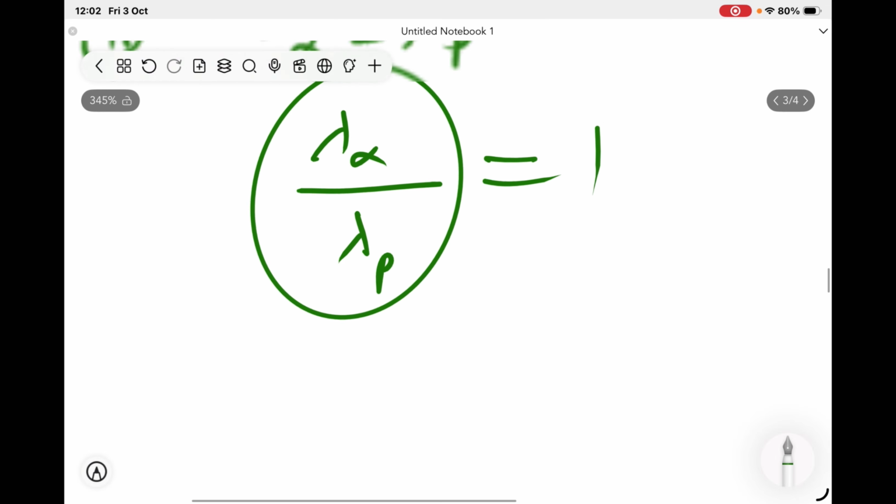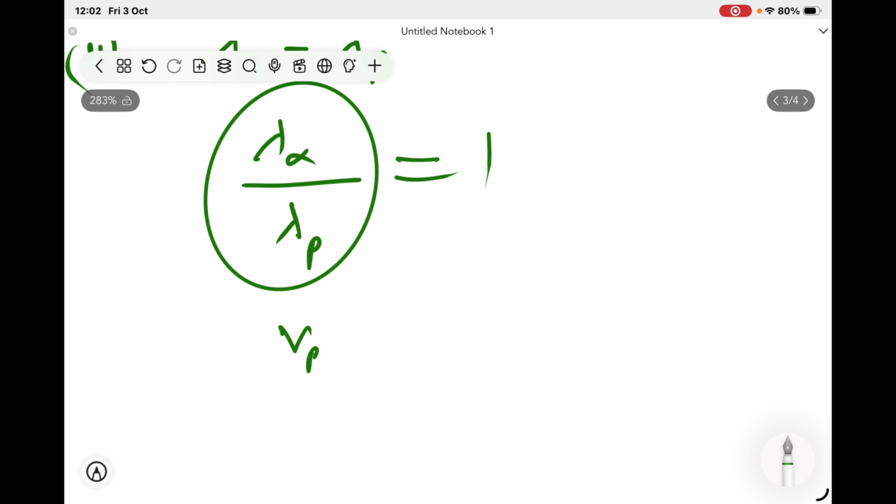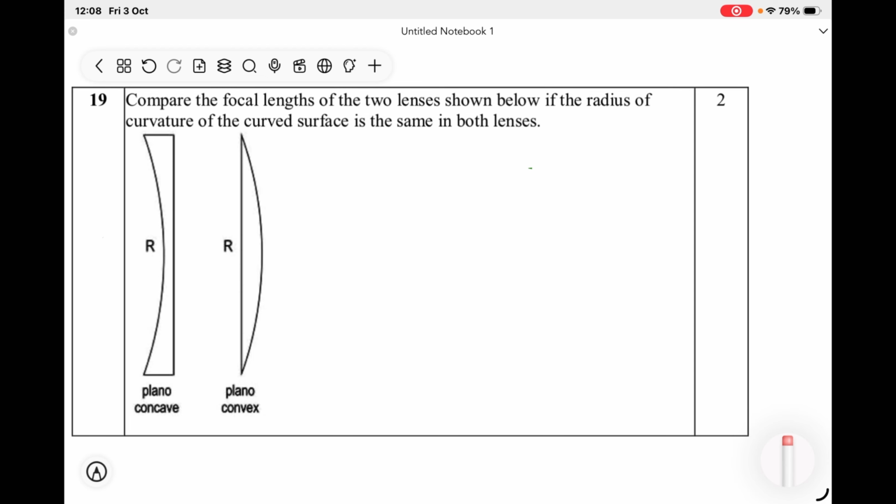So let us substitute: Vp by 4 times V alpha equals 1. This time it is not greater than 1. So your ratio is ready. So this is the answer this time. Earlier it was with this sign and now it is equal. So yes, it has been done. Let us see the next question, which is question number 19.